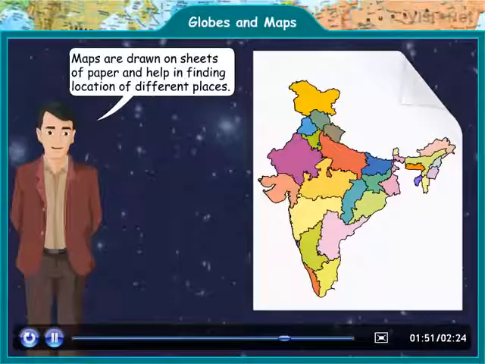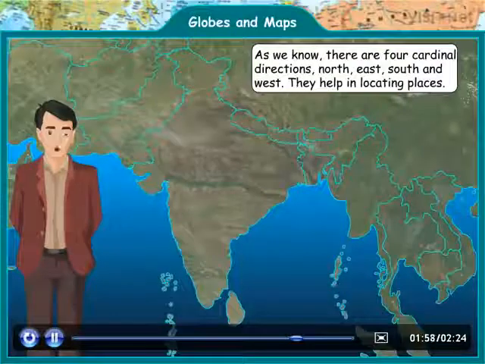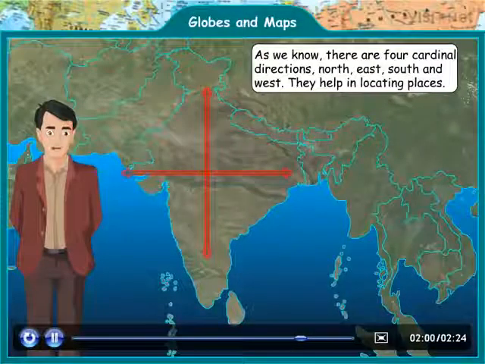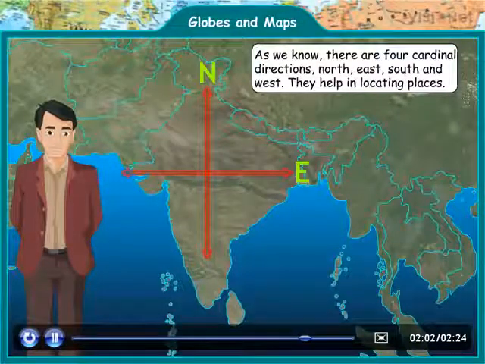Maps are drawn on sheets of paper and help in finding the location of different places. As we know, there are 4 cardinal directions: north, east, south and west. They help in locating places.